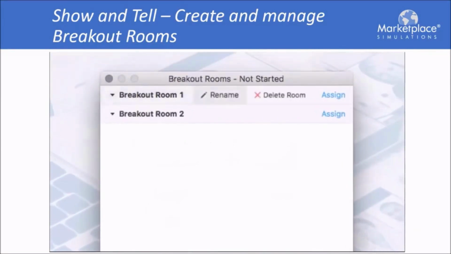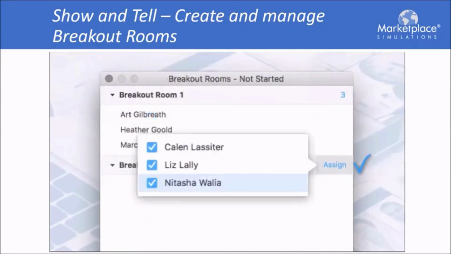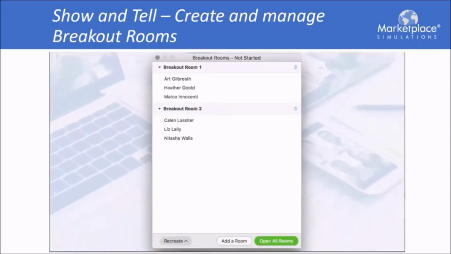Float your mouse over the breakout room to rename or delete the room. Click to assign participants, check their names, and click Assign again. Do this for each breakout room. Your participants are now assigned.